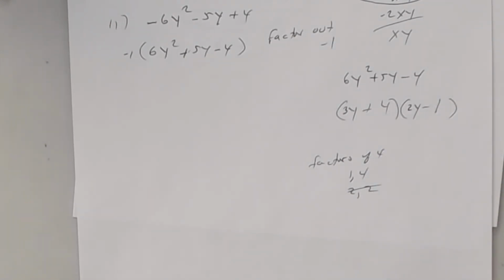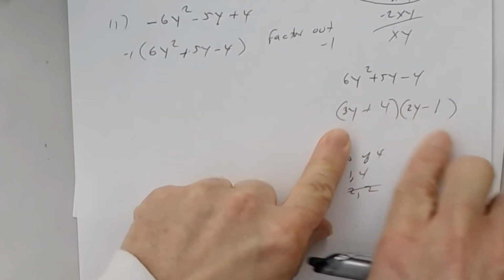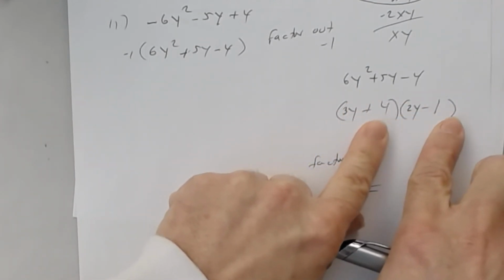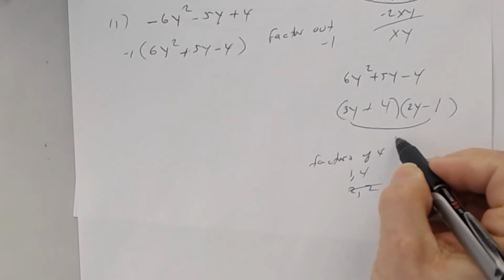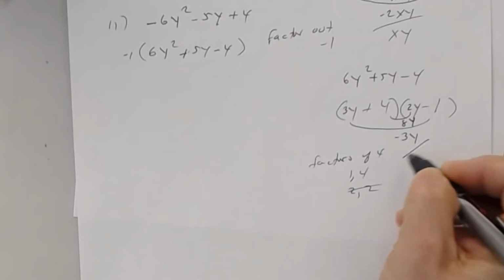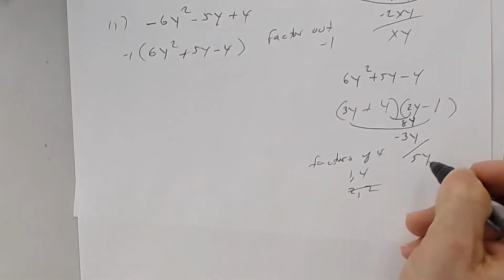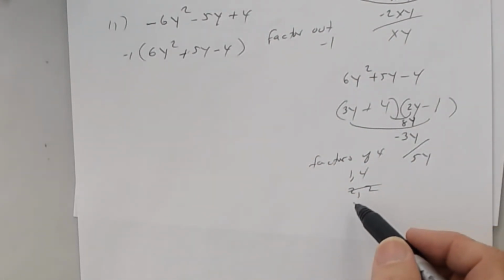Now let's check, though. So far, my F and L are fine, because what's 3y times 2y? 6y squared. What's a positive 4 and a negative 4? Negative 1 times a negative 1? Negative 4. So now I got to check the outer. What's the outer? Negative 3y. What's the inner? 8y. And what do I get? I lucked out again. All right, but you saw the thought processes about the 2 and the 2? You know you couldn't use that.